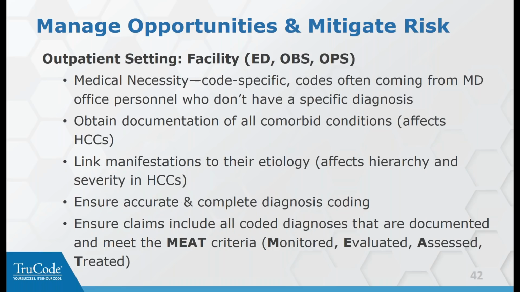In the outpatient setting, again, you're really paying a lot of attention to medical necessity. Most of the codes for those medical necessity issues and getting ABN signed are coming from the physician office personnel who often don't have a very specific diagnosis to give the hospital or the facility. You need to make sure that you get documentation of all comorbid conditions that that patient has clearly in the record. Again, linking manifestations to their etiology, because that does affect that hierarchy and severity in HCCs.